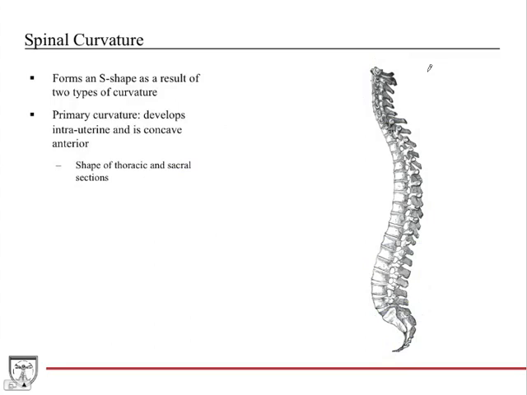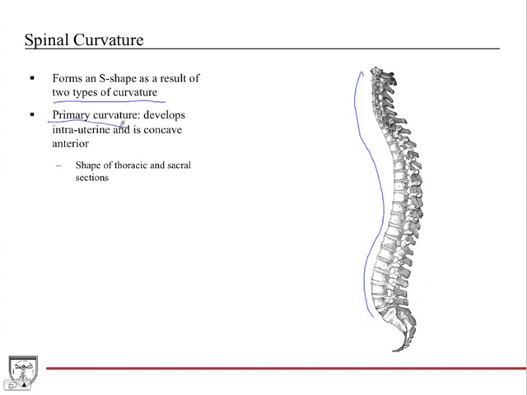Next, the curvature of the spine, which is very important for its function of bearing weight and helping us have our upright posture. So it has this S shape to it like this, okay? And this is the result of 2 types of curvature, the primary curvature and the secondary curvature. Let's talk about the primary first.